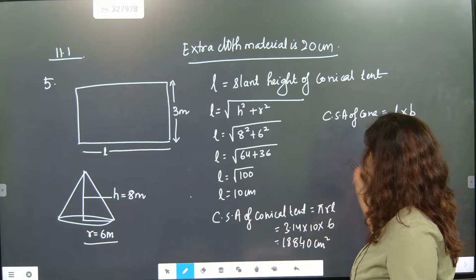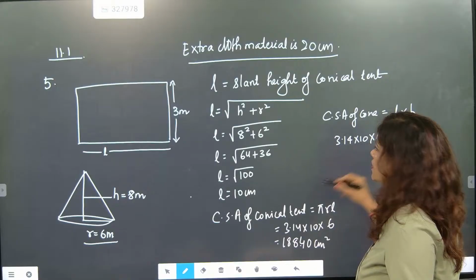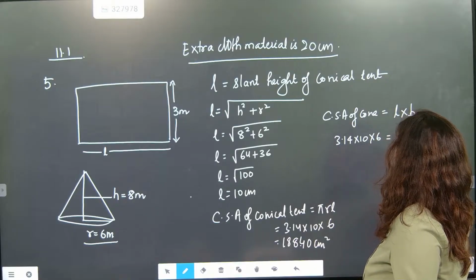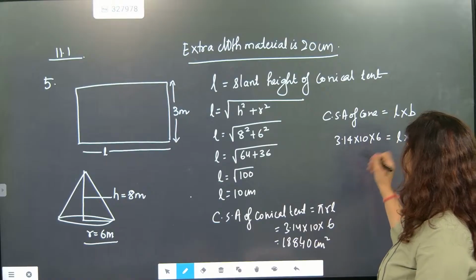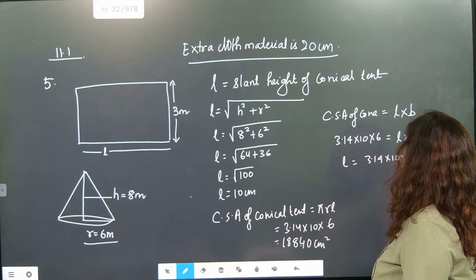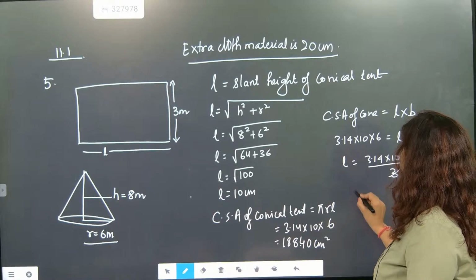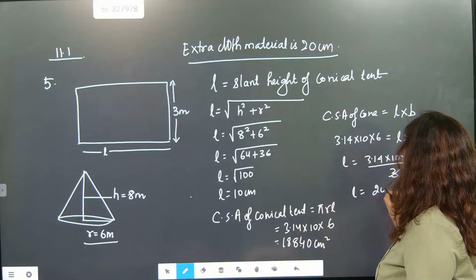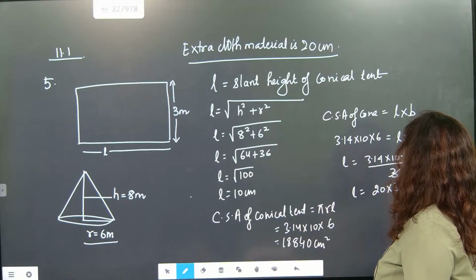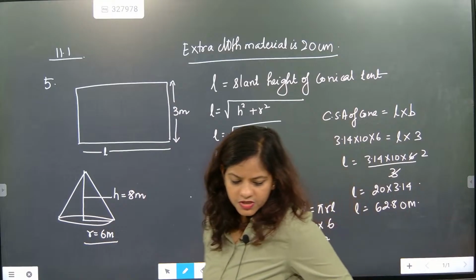So CSA is given as how much, beta? 3.14 into 10 into 6 is equal to length, which we don't know, into the breadth, which is coming as 3. So length is equal to 3.14 into 10 into 6 by 3, so it will become 2. So L is equal to 20 into 3.14. So L is equal to 62.8. So this much meter is coming.